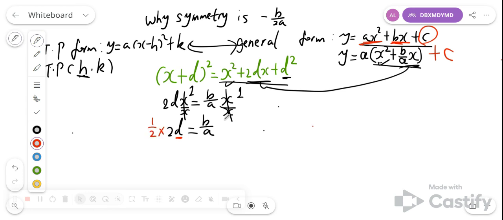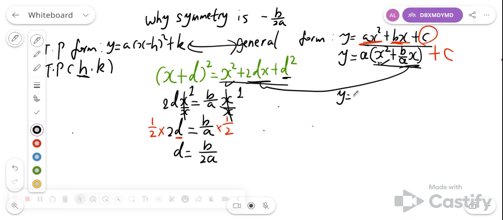Times 2, times a half, then you get d equals b over 2a. So you can see this part is already very similar to the symmetry, but here we have it as negative, and here as positive. So I'm going to continue showing this to you. Now let's continue with the next step.